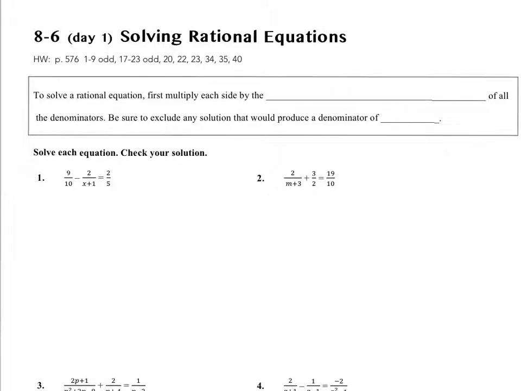In 8.6, we are solving rational equations, and the easiest way to do that is just to get rid of all the fractions by multiplying everything by the least common multiple, the least common multiple of all the denominators, which is the least common denominator. We also need to make sure that we exclude any solution that would produce a denominator of 0. So if you get a solution and it makes the denominator 0, it doesn't work.